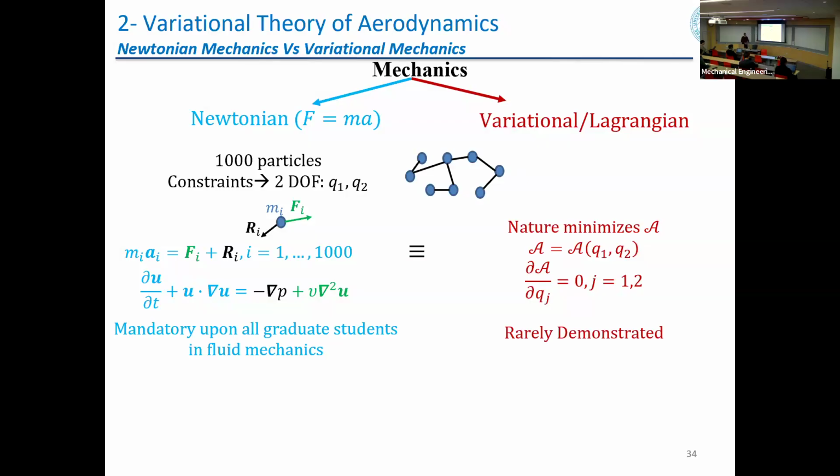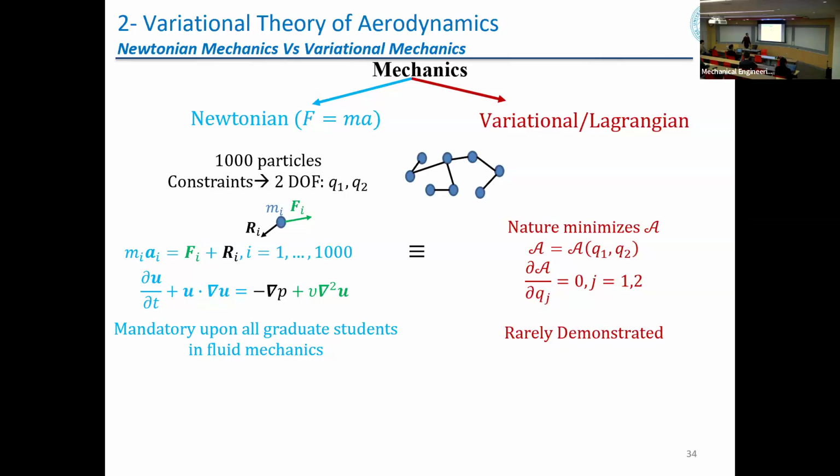We don't teach it. In fact, I made this exercise, checking the curricula of many schools throughout the country, from MIT to whatever. I failed to find a single school that mandates a course in variational mechanics for people doing a PhD in fluid mechanics. This is not the case in solid mechanics. Solid mechanicians appreciate the value of variational mechanics, and it's pretty common to find this course as a mandatory course for people doing a PhD in solids.